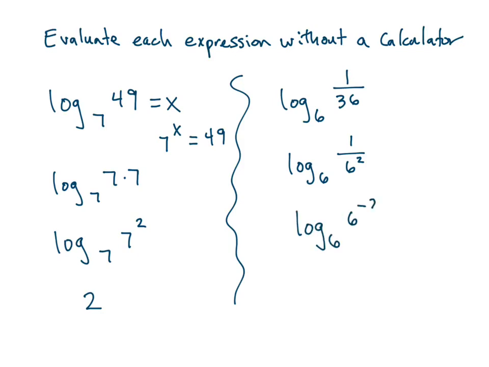If I do that, that would be log base 6 of 6 to the negative second power. And once again, this logarithm is counting how many times that is there. And this says there are negative 2 of those. And so negative 2 is the solution for this one.